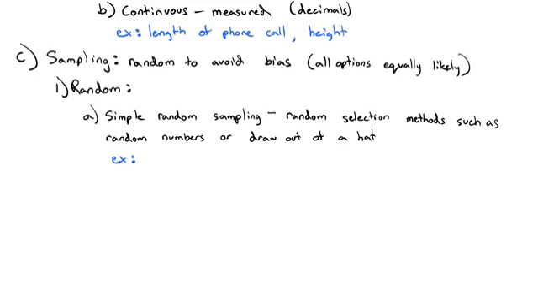This is the idea of I assign everybody a number, and I pick a bunch of random numbers, and those people are included in my survey. An example is if I want to pick students, we could assign students a number, and pick random numbers to be included in the study.